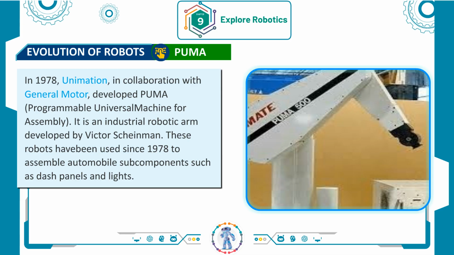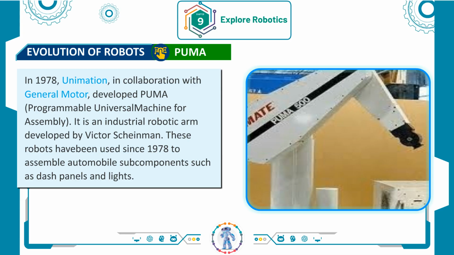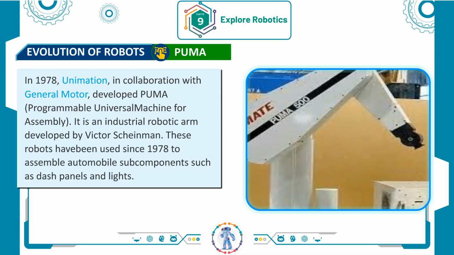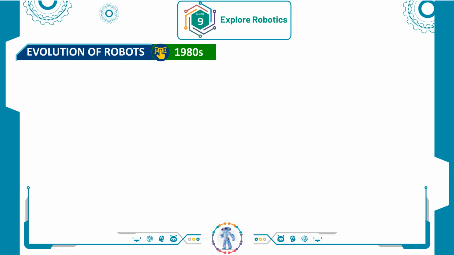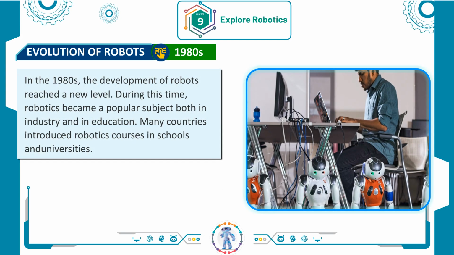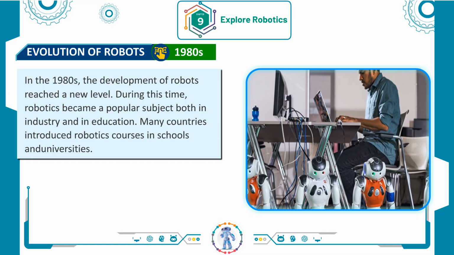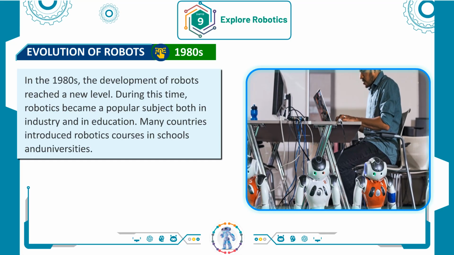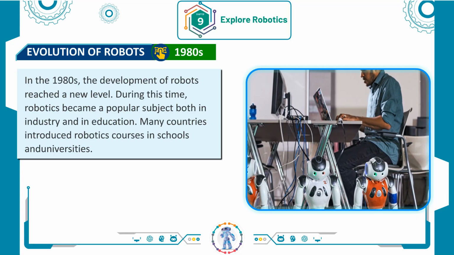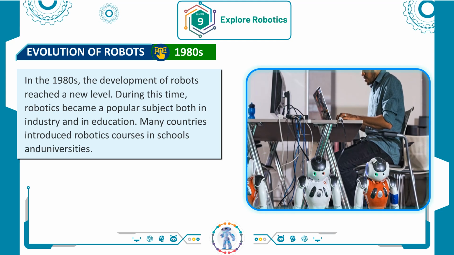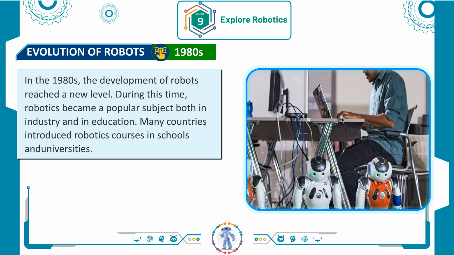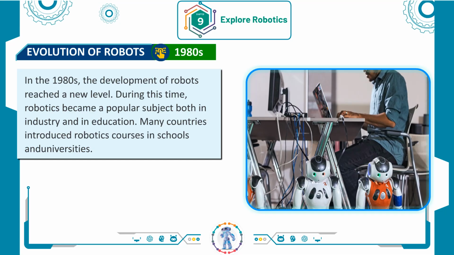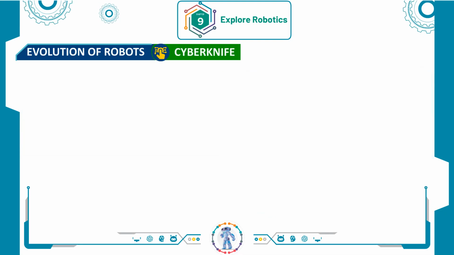These robots have been used since 1978 to assemble automobile subcomponents such as dash panels and lights. 1980s. In the 1980s, the development of robots reached a new level. During this time, robotics became a popular subject both in industry and in education. Many countries introduced robotics courses in schools and universities.